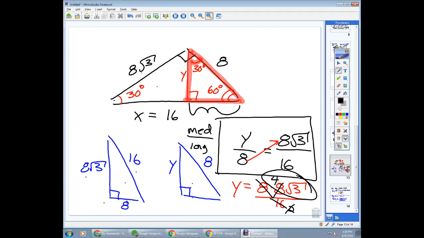Could you, because it's 30, 60, 90, have the short length be half of that? So this is going to be a 4 down here? And y would be 4 square root of 3, because this is always going to be square root of 3 times the short side. Yeah, so that'd be another way to do it too, which is using proportions in a different way. Like I mentioned in the beginning, there's a ton of different ways to do it. You never know which is the easiest until you try a couple.